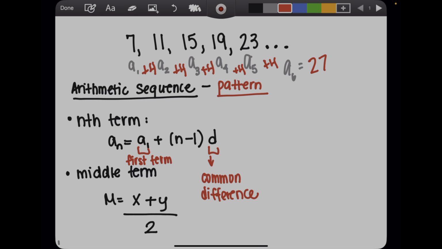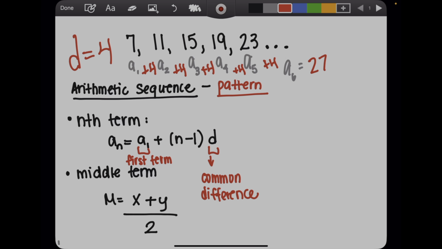Because we're adding 4 to get to the next term. If we were, for example, to have another set of numbers that were decreasing by 2 each time, the common difference then would be -2. However, in this case, we have our common difference, which is represented by D, equal to 4. Now, what if we wanted to find the 30th term, a sub 30? Adding 4 repeatedly would take some time.